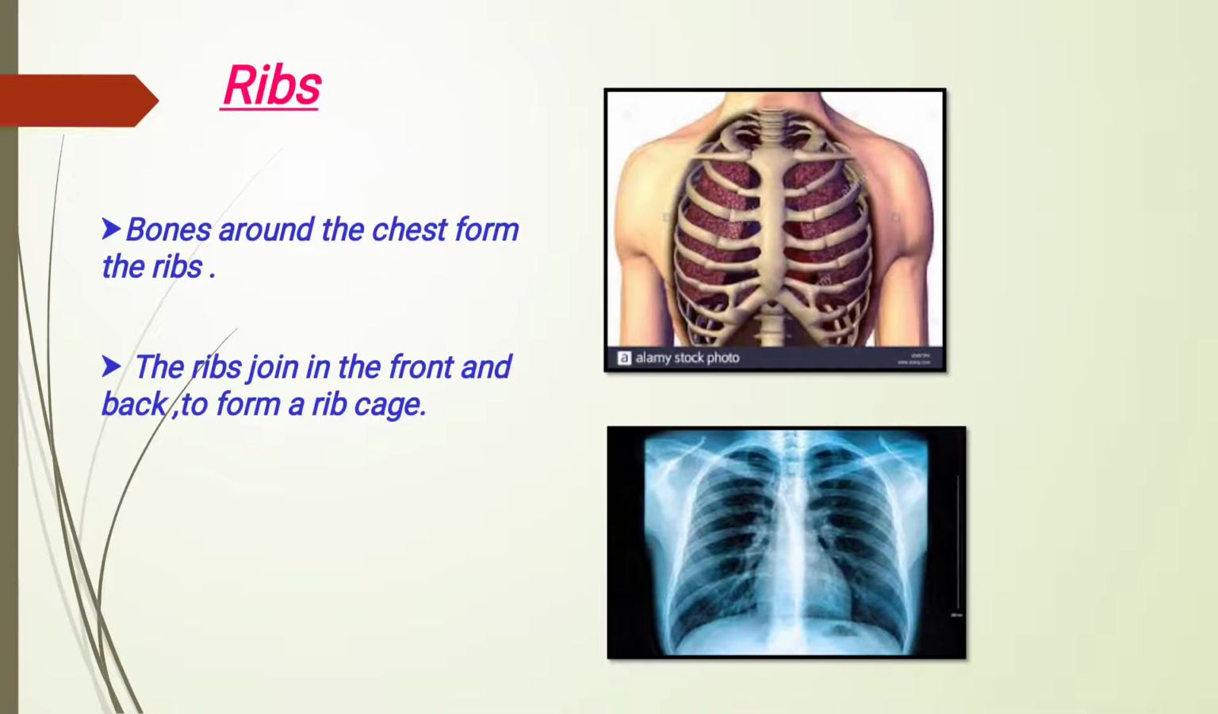The ribs join in the front and back to form a rib cage. It's not only on the front side but also on the back side. The ribs join together to form a rib cage. Clear? It's like a cage, and inside that cage our precious organs are sitting, and the cage is protecting those internal organs. Clear, children?